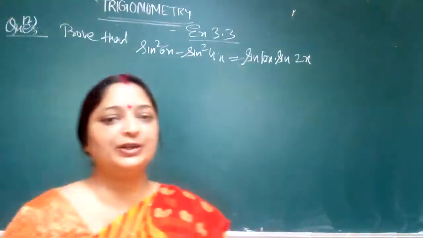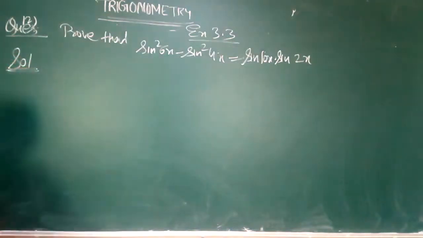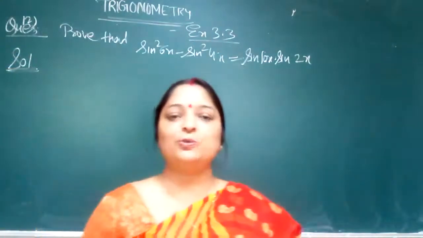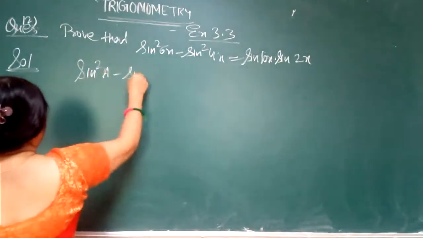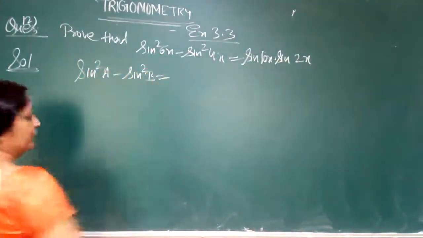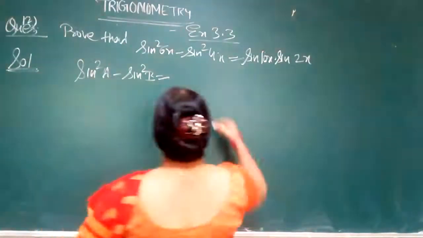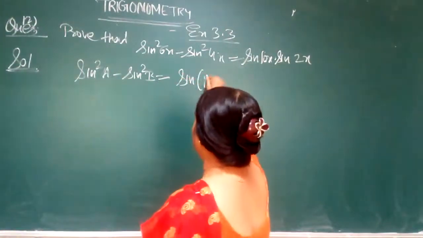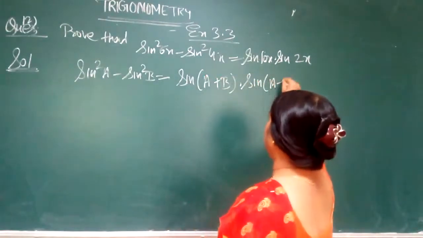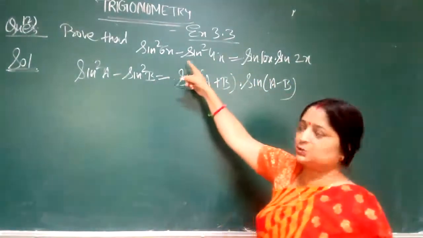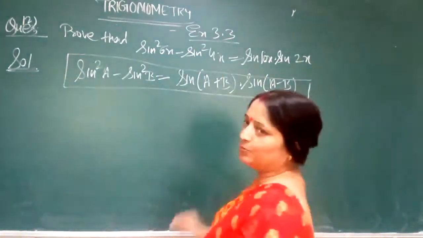Now students, yesterday I told you the formula for sine square A minus sine square B. And I also told you the verification of this formula. The formula is sine of A plus B into sine of A minus B. So the term is here sine square A minus sine square B, so we will use this formula here.